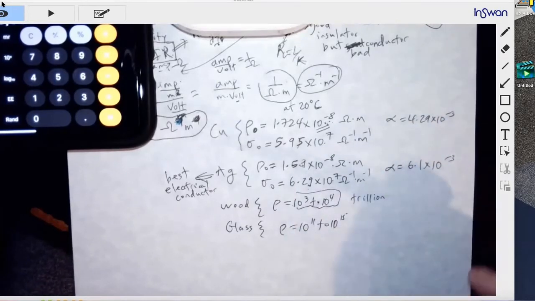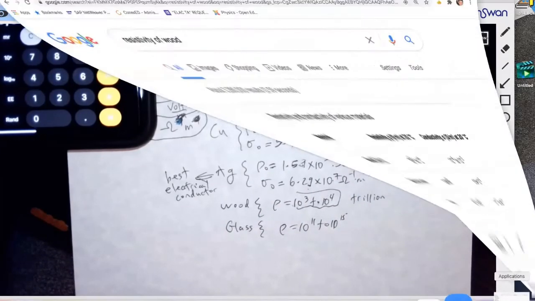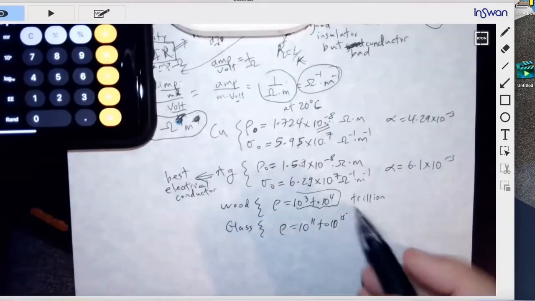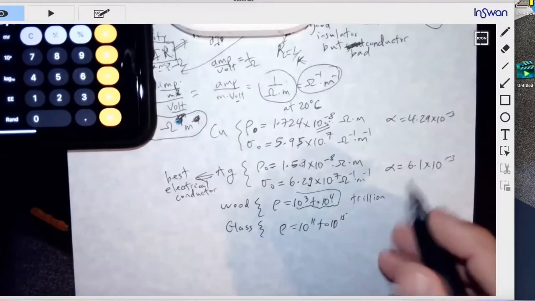Well, we could have looked it up. I'm sure. Let me see here. We could have looked it up. Yeah, there it was. It's just the reciprocal of this. Got it. Thank you. So we can say it this way: they are about a trillion.